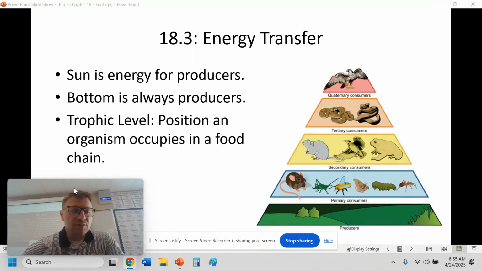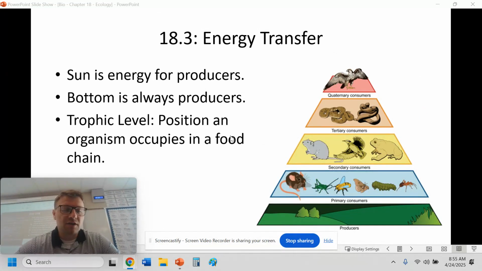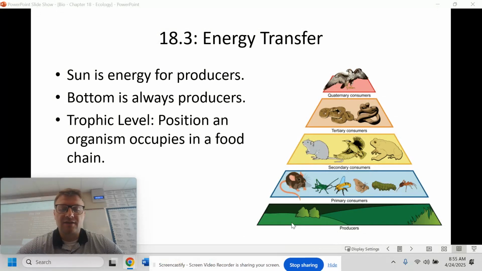All right, 18.3 is going to be about energy transfer. What we're going to see here is that the sun is the energy for all of the producers. So again, the producers take in sunlight and capture that sunlight in processes like photosynthesis. The bottom here is the producers, while the top of this ecosystem pyramid is the consumers.